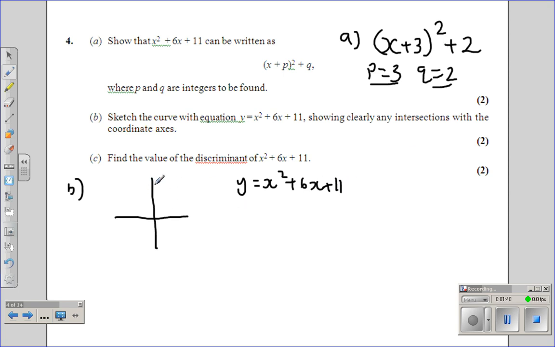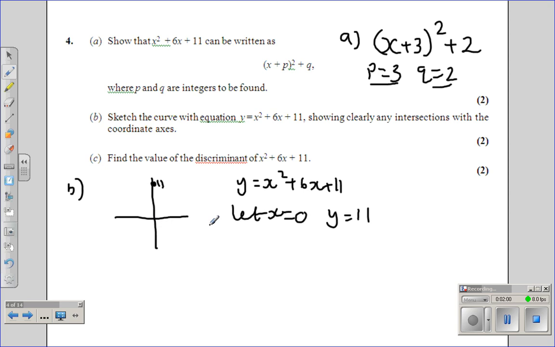If we want to find out where a graph cuts the y-axis, we let x equals 0. And we can do that with this one or this one above. We'll just stick with this one. When x equals 0, nothing, y is 11. So that graph there must, when x is 0, y is 11, it must cross here.